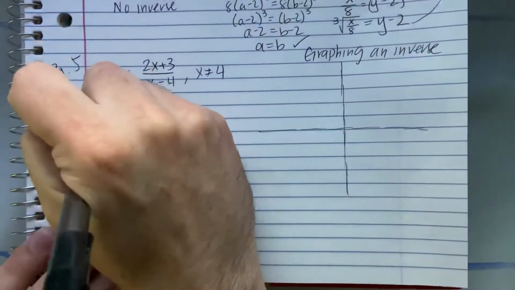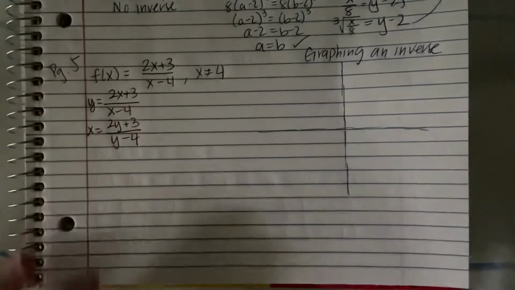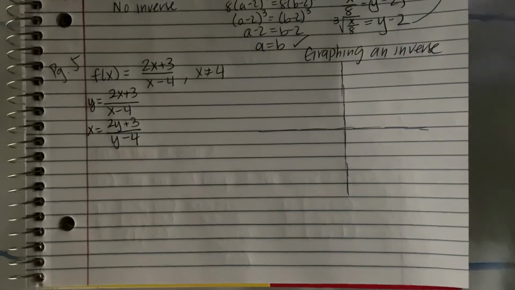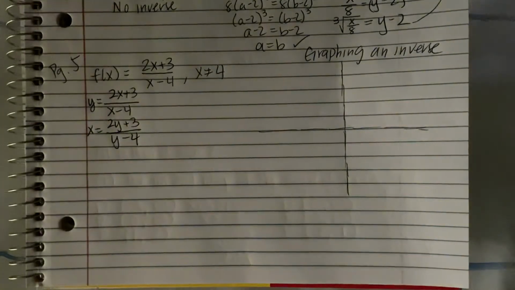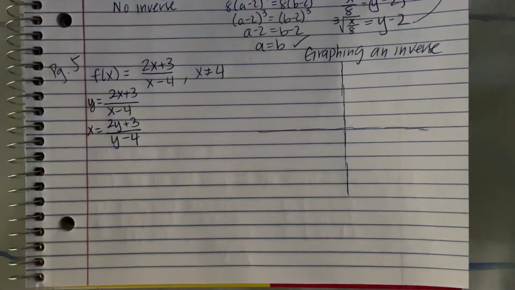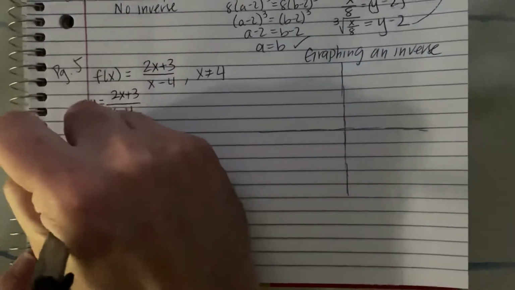Why this one's hard is because when we switch, x equals 2y plus 3 over y minus 4. We get a more complicated thing to deal with. There's 2 y's now. So how do we solve this for y? Well, I'm going to multiply y minus 4 to the other side.